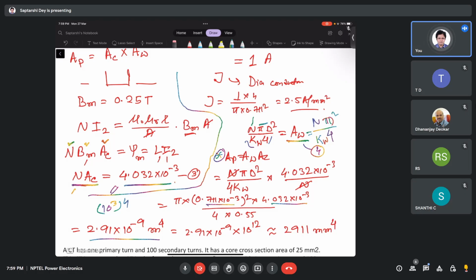So this is what you have to find. The data sheet gives this value, that's why I was initially confused why it is so small, but then I realized that we did everything in SI, so it is correct. Is it clear? Yes, sir.